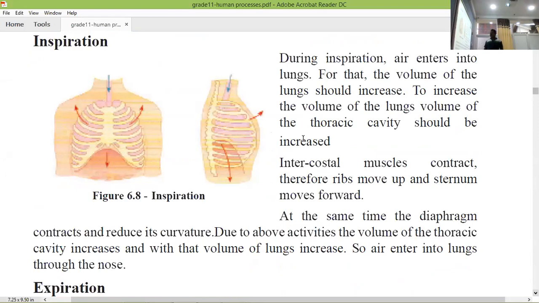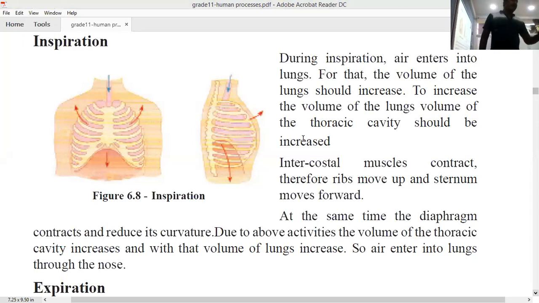Can you see the thoracic cavity during inspiration? What happened to the thoracic cavity during inspiration? Yes, sir. This shows that the sternum and the rib cage move forward and sideways. The diaphragm moves downwards and the thoracic cavity increases in volume. So you have to explain it in this given space. Can you write this for question number 7?